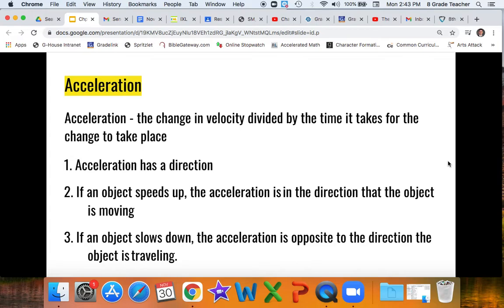Again, imagine yourself riding a bicycle. When you turn the handlebars, the bike turns. Because the direction of the bike's motion has changed, the bike has accelerated. The acceleration is in the direction that the bicycle turned.